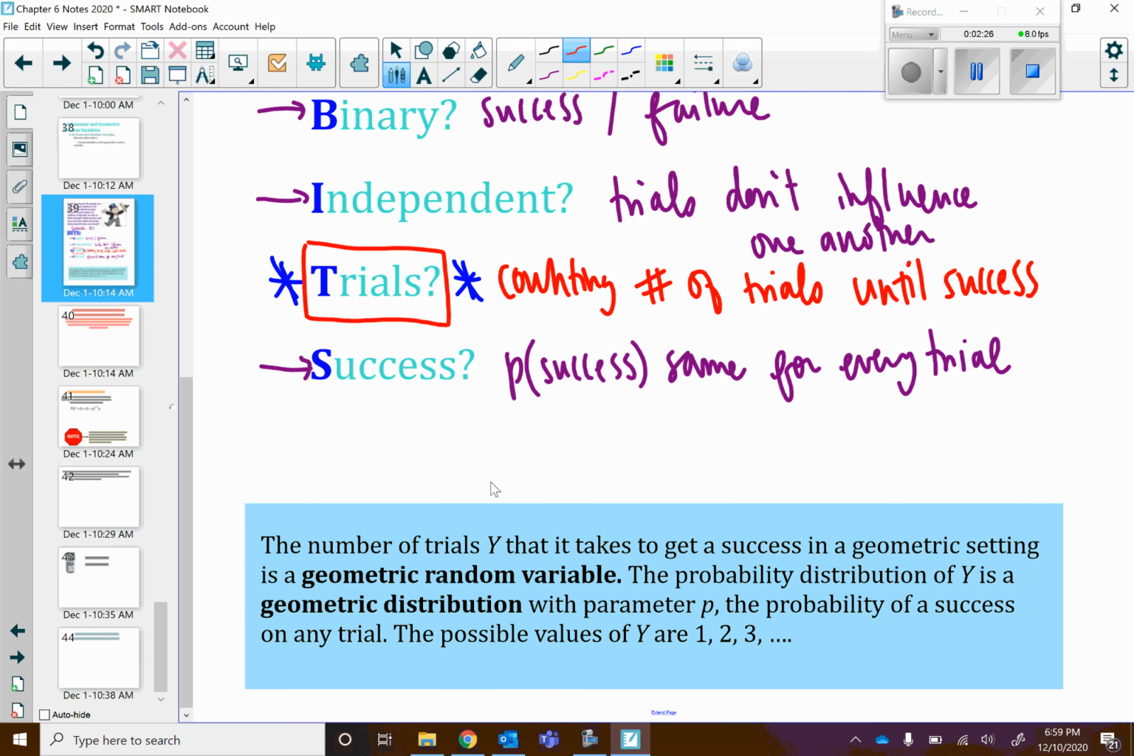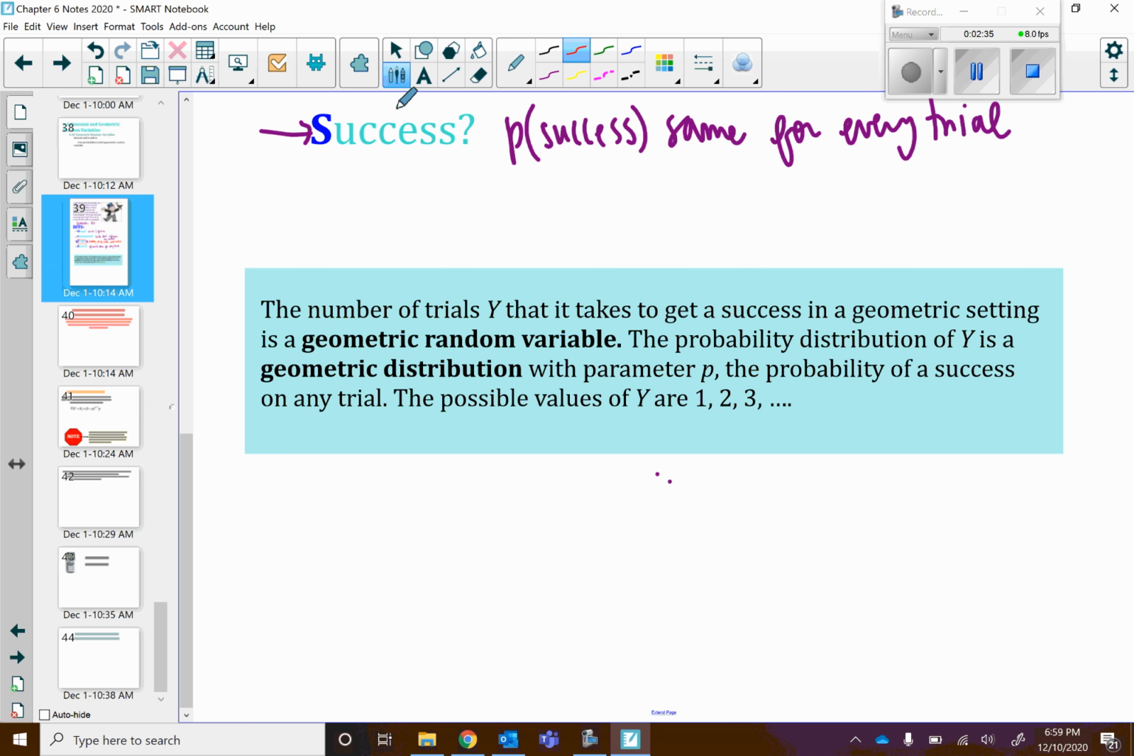So let's look at another definition. The number of trials y that it takes to get a success in a geometric setting is known as a geometric random variable. The probability distribution of y is a geometric distribution with the parameter p, which is the probability of a success on any trial. The possible values of y are 1, 2, 3, and then dot dot dot, meaning it goes on forever.